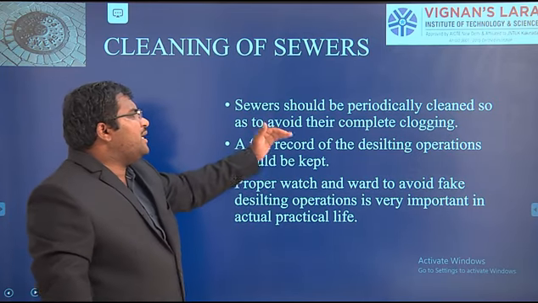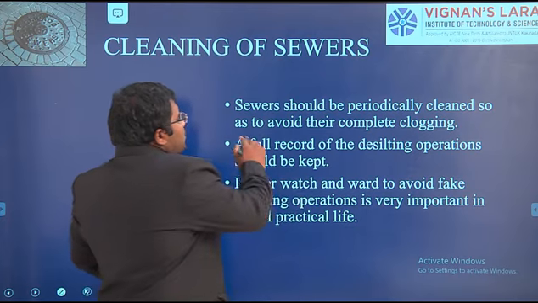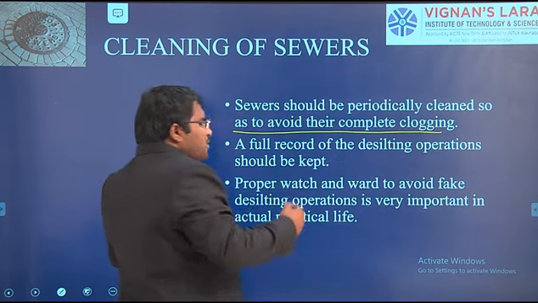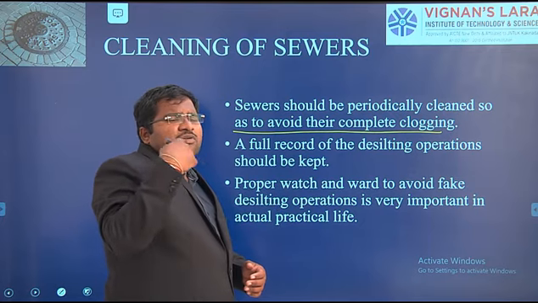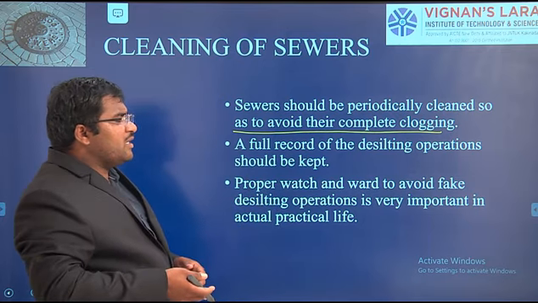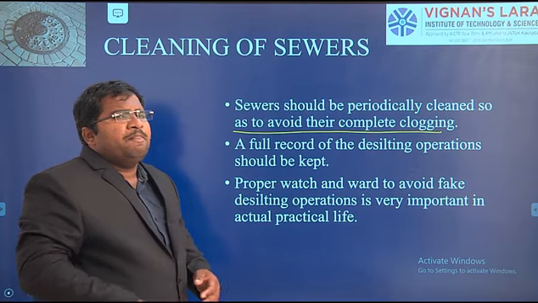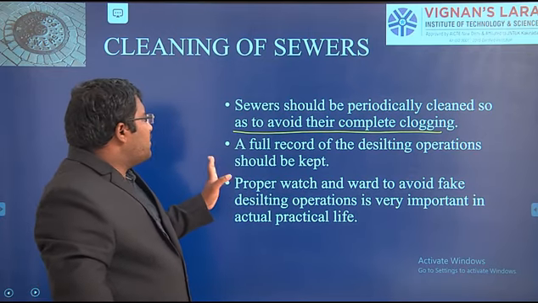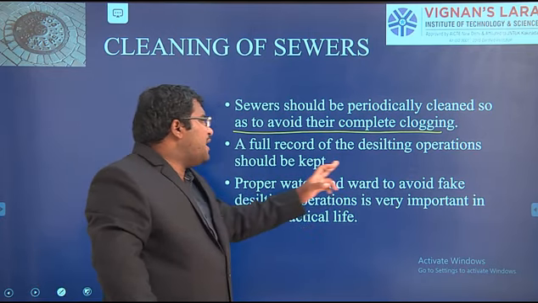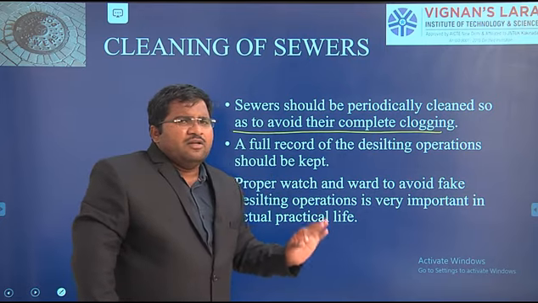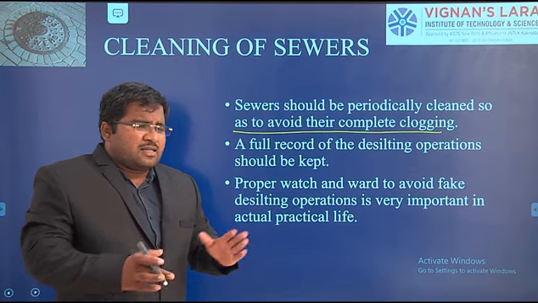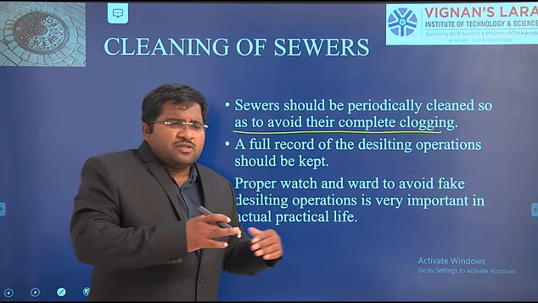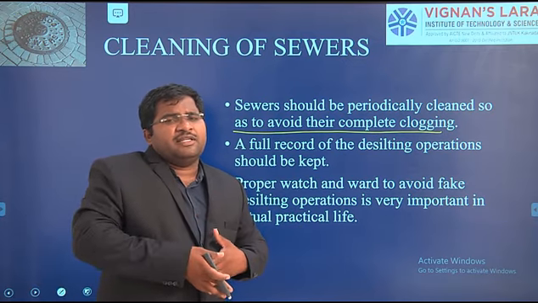Sewers should be periodically cleaned so as to avoid their complete clogging. We have to clean them once a month, once in two months, like that. Otherwise at some point it is going to completely clog. A full record of desilting operations should be kept. So you have to maintain the record of when it was last cleaned, and when it is going to be cleaned next.